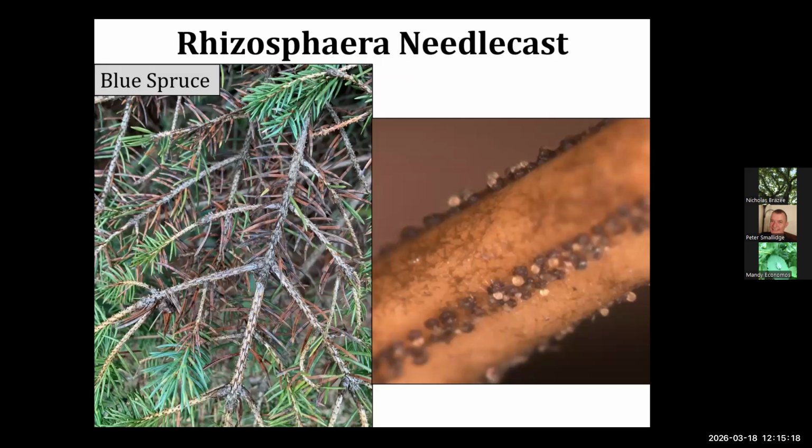they're prematurely shed, and on the right, a magnified view of an infected needle. Those little clear colored masses are spore masses that are emerging from the stomata to spread. Now, Rhizosphaera thrives when we have high humidity and we have abundant rainfall that is splashing and blowing those spores from infected needles to adjacent uninfected needles so it can establish.